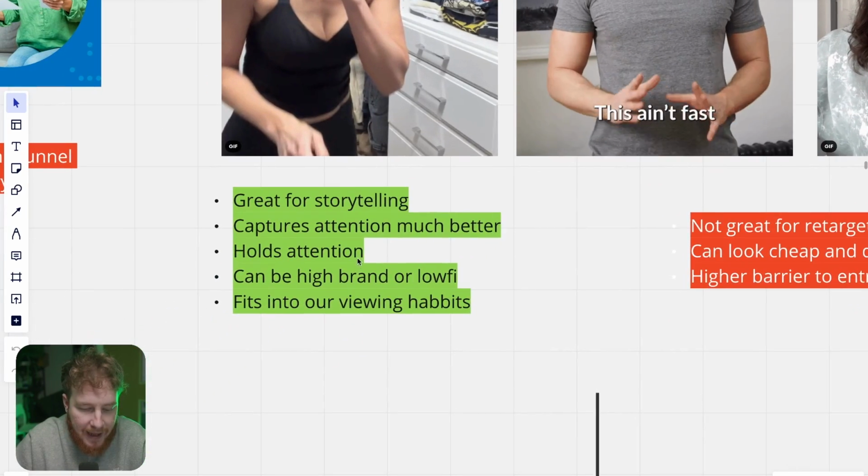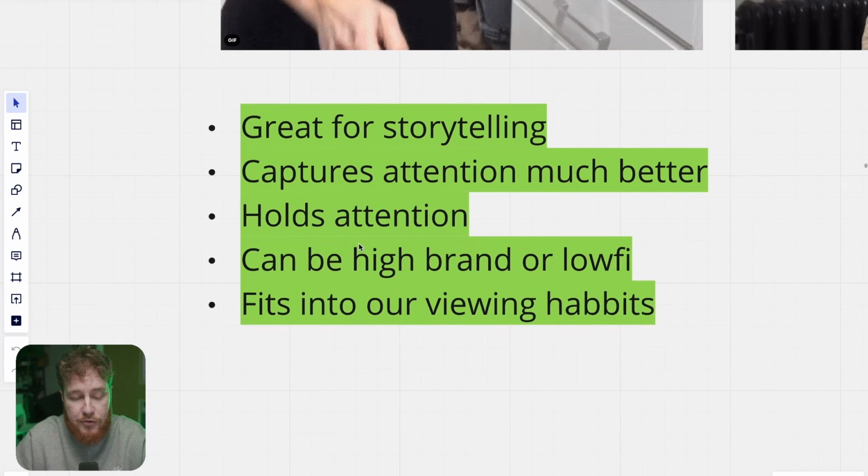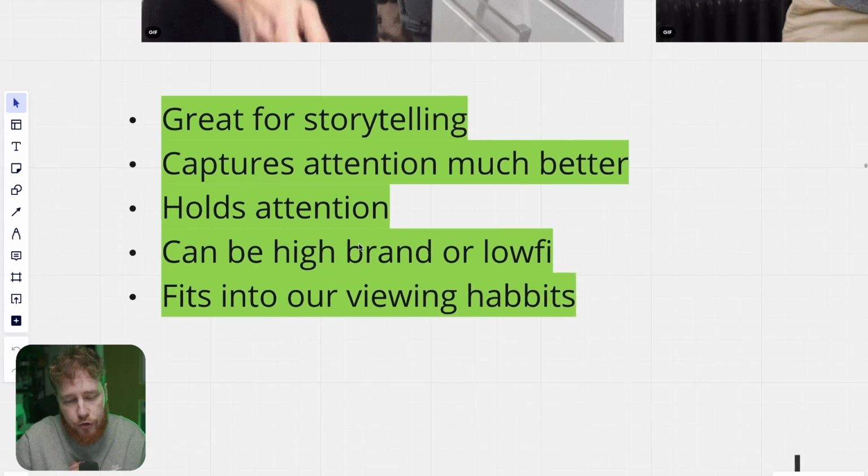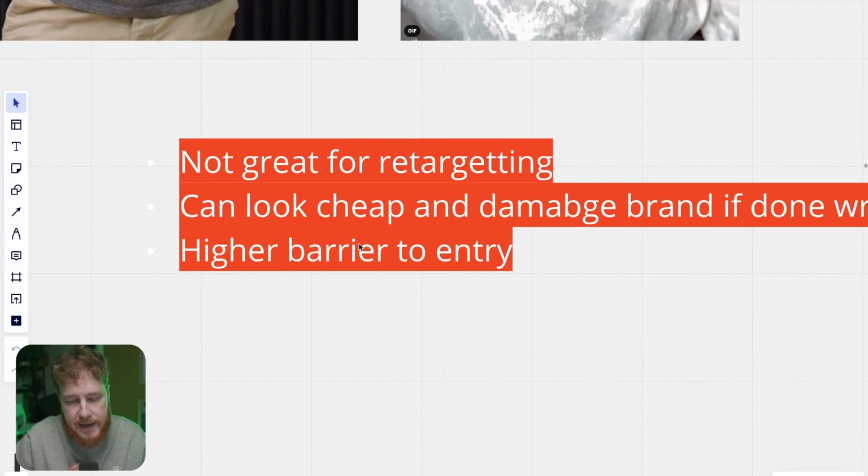And again, one of the reasons why video works so well is right now it fits perfectly into our viewing habits. We love video. We spend most of our time watching TikToks. So why wouldn't you want to fit into the viewing habits of your customer with video, right?